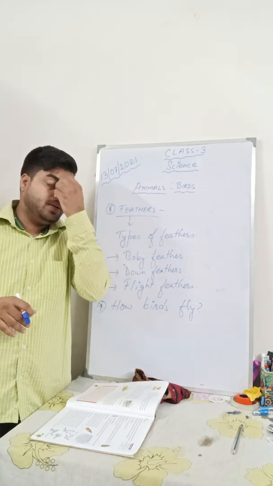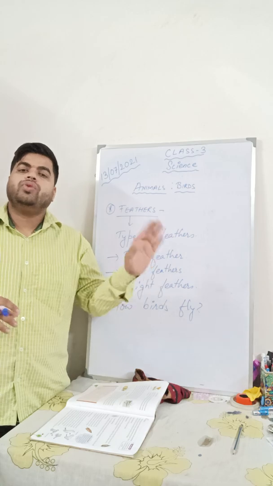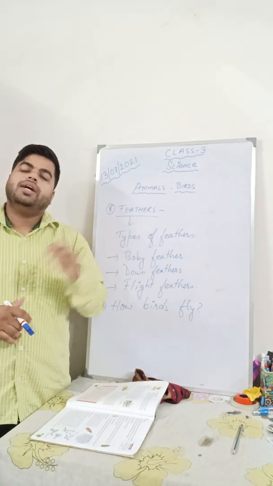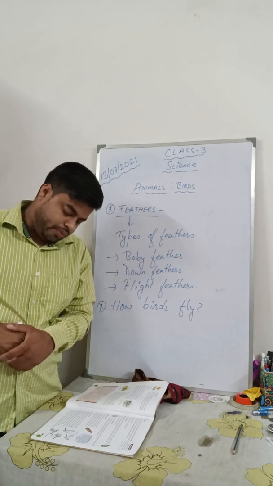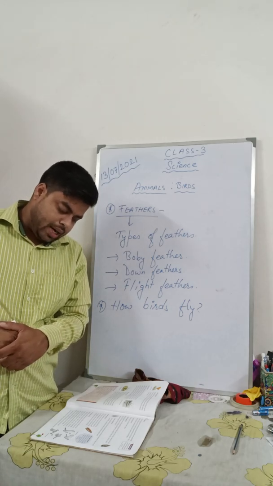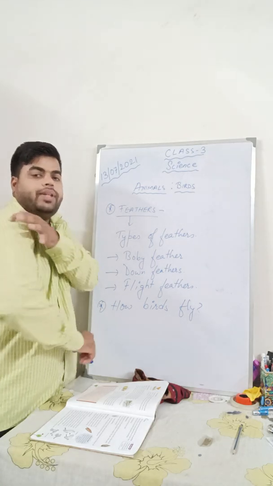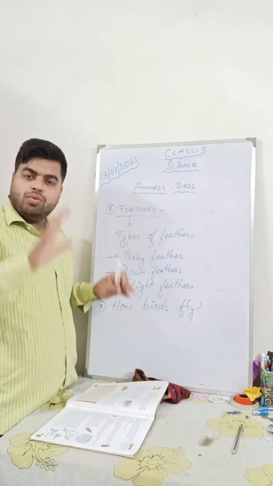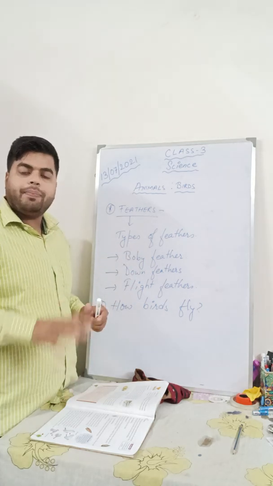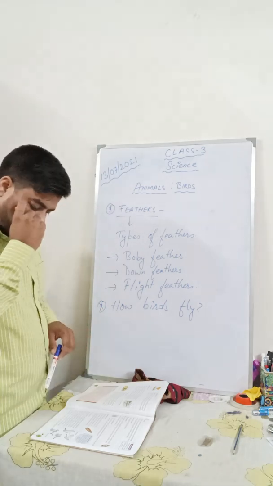The forelimbs that have changed into wings are used to fly up and down in the air. Birds have strong flight muscles that help them to flap their wings in both upward and downward directions. These flight muscles are attached to the shoulder, and they use them to flap up and down, which helps them to fly in the air.